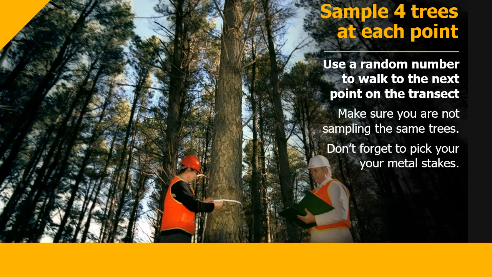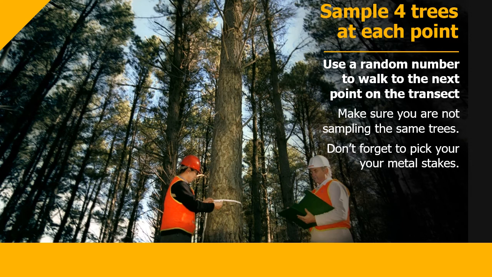So sample 4 trees at each point. You're going to use the random numbers to figure out the distances between the trees. If you find that one of your trees at the next point is one you already sampled at the last point, let's say your trees are spaced out a lot, then move forward and use your next random number. You want to make sure you're not resampling the same trees.